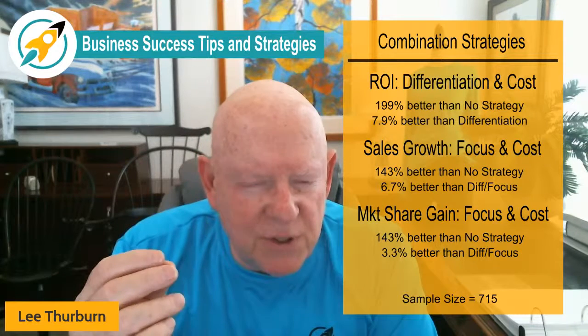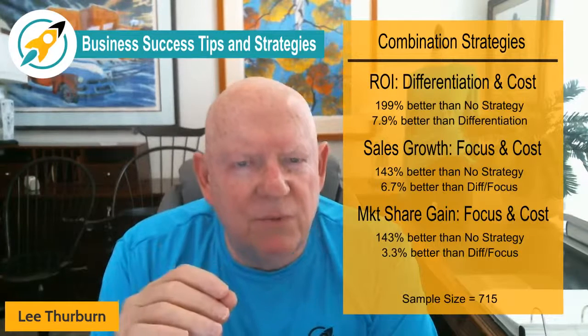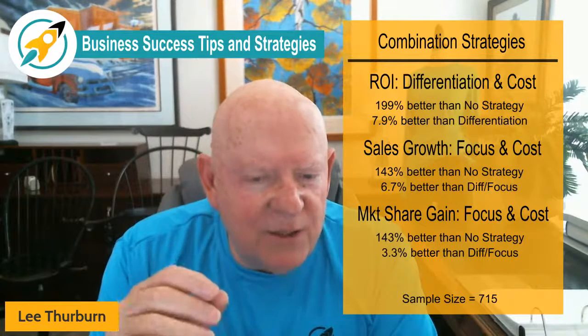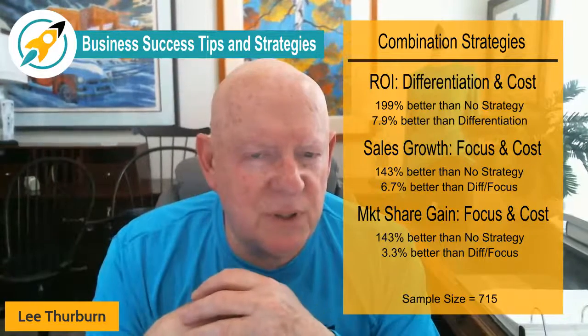When you talk about gaining market share, which is obviously a little different sort of focus, you get exactly the same 143% improvement over companies that have no strategy. And you get a 3.3% better result than companies that have a combination differentiation focus strategy. So what this tells us is that pretty clearly a differentiation cost strategy would be the best strategy to implement, and then the focus and cost combination strategy would be the next best.